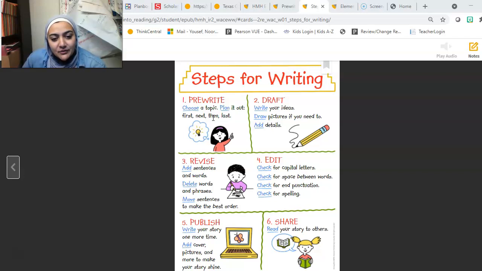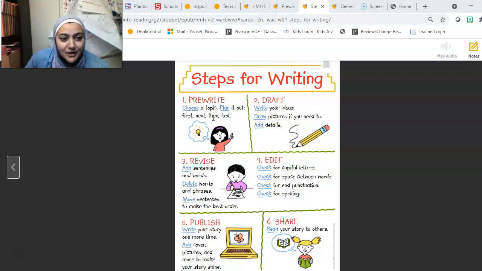And then step 3 would be to revise. Revise means add sentences and words, delete words and phrases, or move sentences to make the best order. And then step 4 would be to edit. That's to check for capital letters, check for spaces between words, check for the end punctuation and spelling. Step 5 would be to publish. That's when you write your story one more time. You add a cover, pictures, and more to make your story shine.